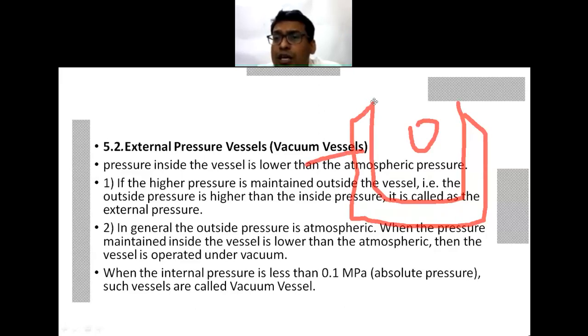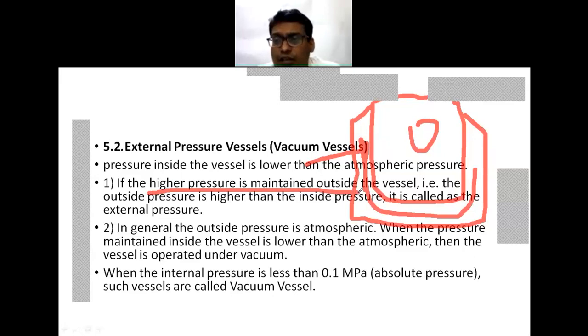So this is the external pressure. The surrounding pressure is more. The high pressure is maintained outside the vessel, that is the outside pressure is higher than the inside pressure. It is called the external pressure.